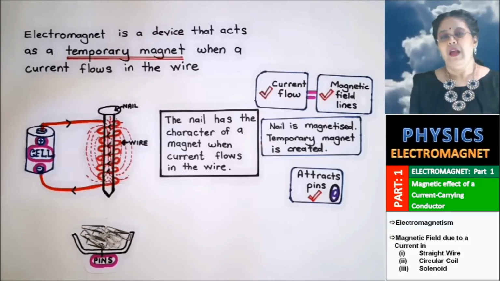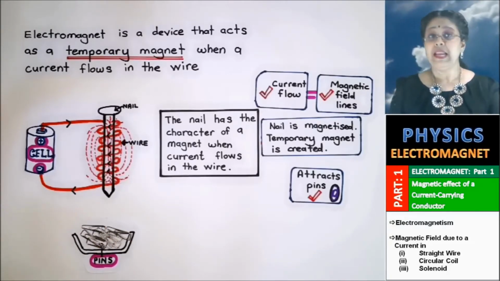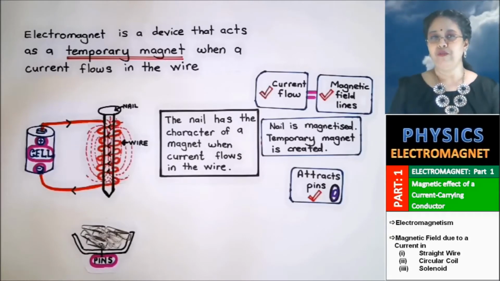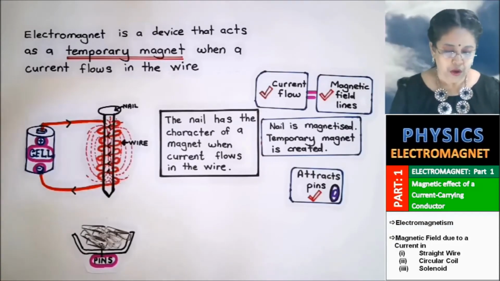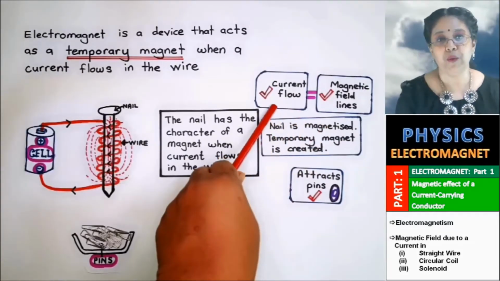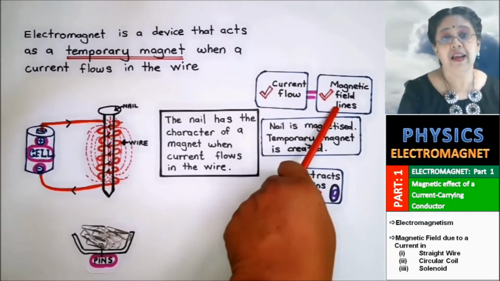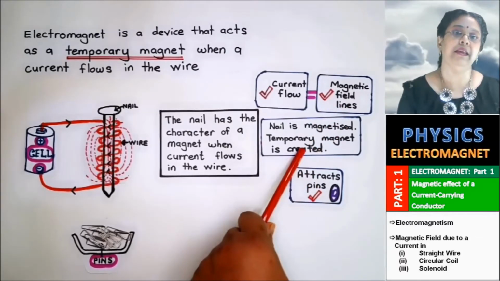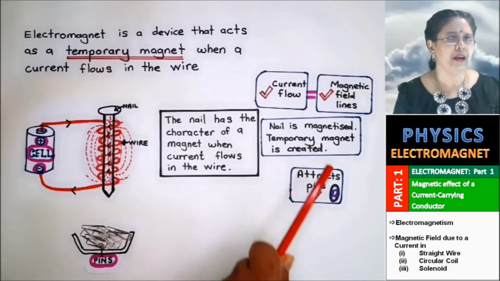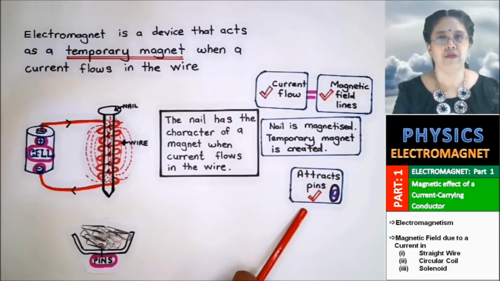So, let's see what happens when electric current flow is switched off. Let's use these simplified notes to explain. When there is no current flow, the magnetic field lines disappear and demagnetize immediately, which makes the pin drop down to one end of the nail.